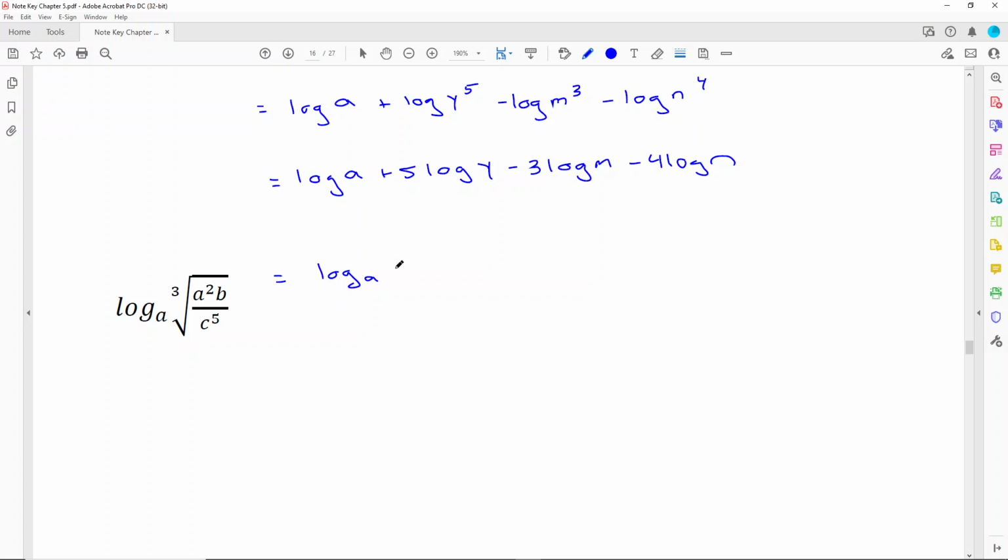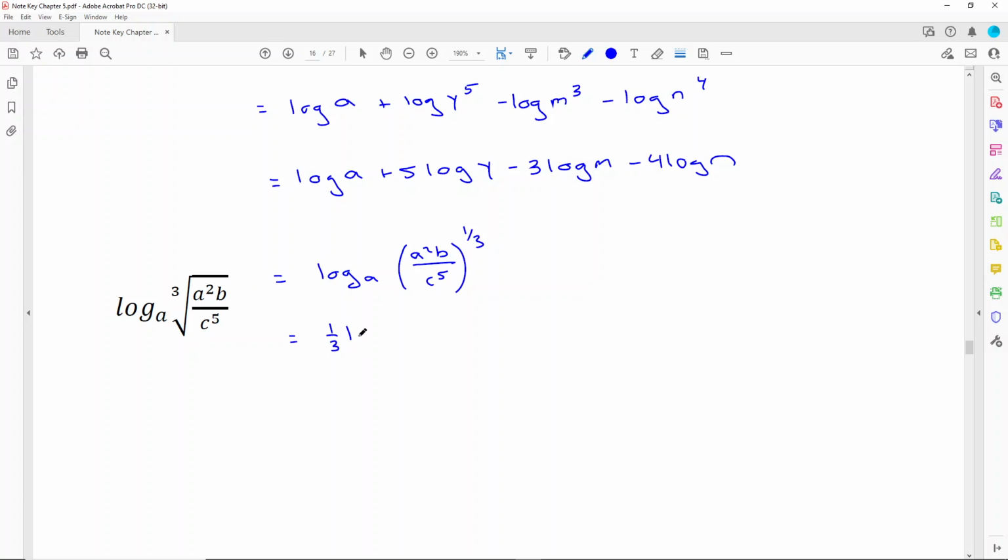So this is log to the base a of a squared b over c to the 5, all raised to what exponent? How would I write the cubed root of all of this as an exponent? Again, the index of the radical becomes the denominator of your exponent. Okay, so what you're going to then do is say, that makes things complicated. I'm going to bring that 1/3 in front. I'm going to use my power rule.